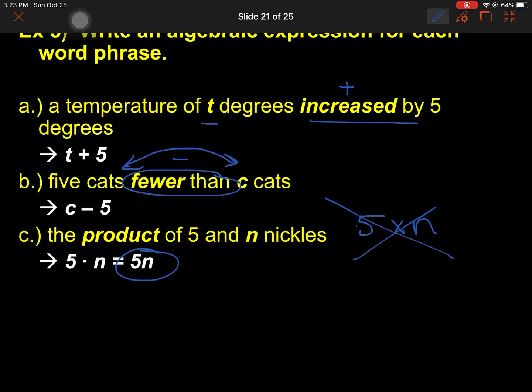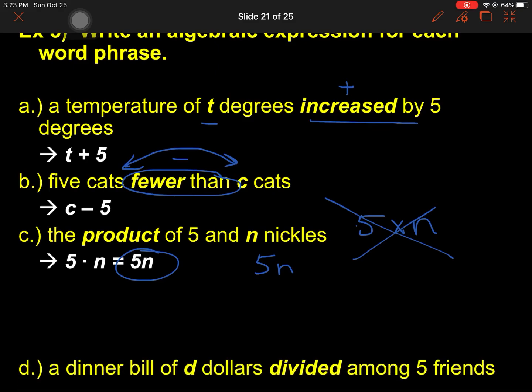It shouldn't be. But when we have multiplication, we always put the coefficient first. And so even if the 5 appears second, it should be rewritten as 5n, because of the commutative property, you can always change the order, and the coefficient always comes first. The number always comes before the variable.